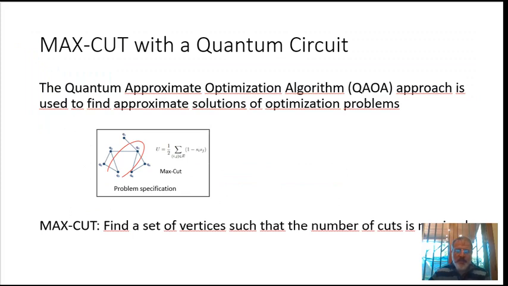In particular, we will focus on the compilation of quantum circuits that resolve instances of the max-cut problem, according to the quantum approximate optimization algorithm paradigm. As known, the max-cut problem revolves around finding the sets of vertices in a graph that maximize the number of cuts in the same graph.